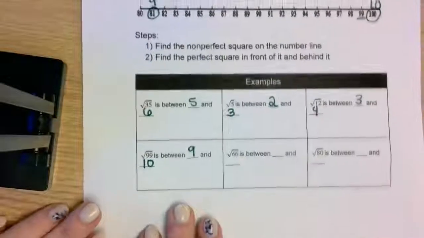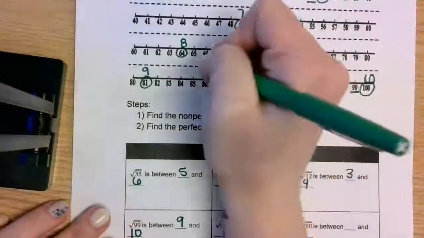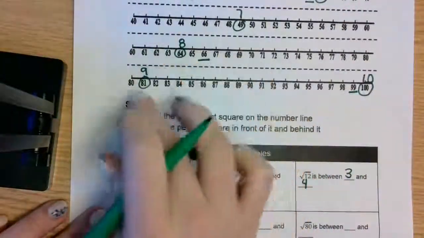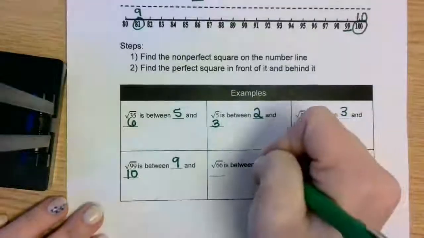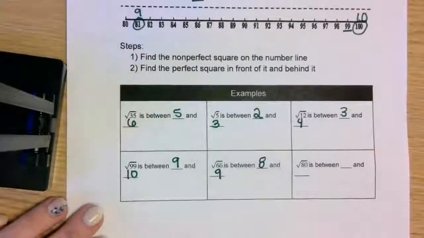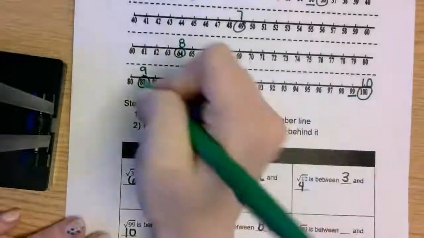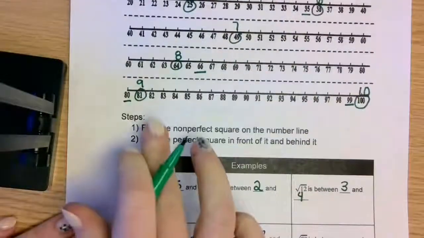Next I'm going to go to 66. I see 66 right here. So my answer is between 8 and 9. My last one is square root of 80. I see my 80s right here. So again, it's between 8 and 9.